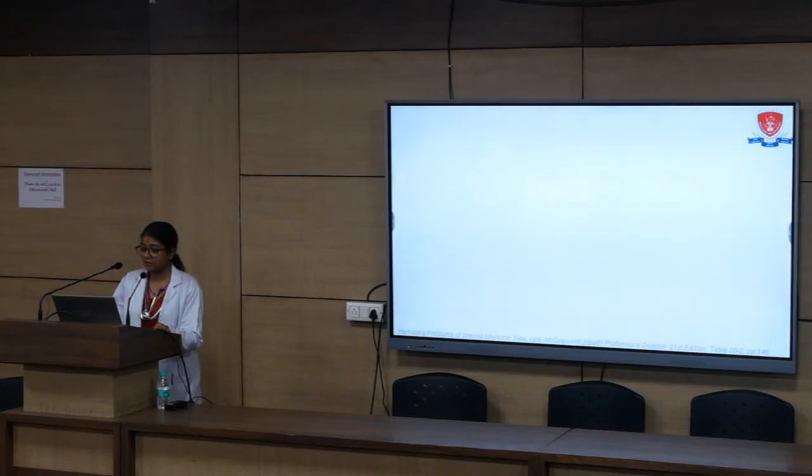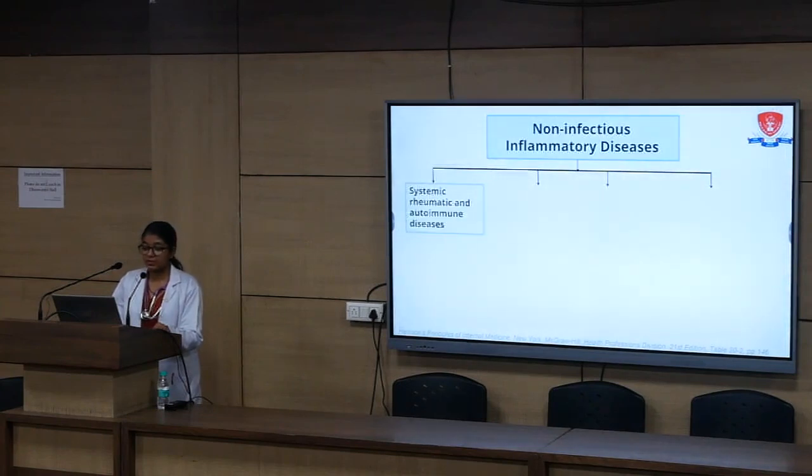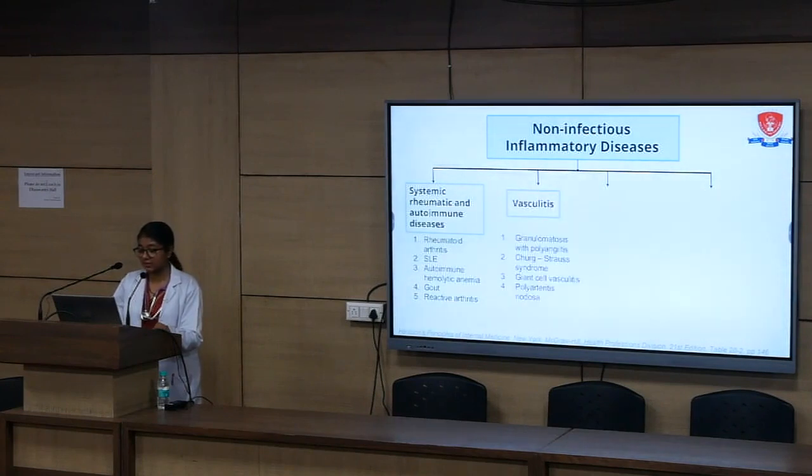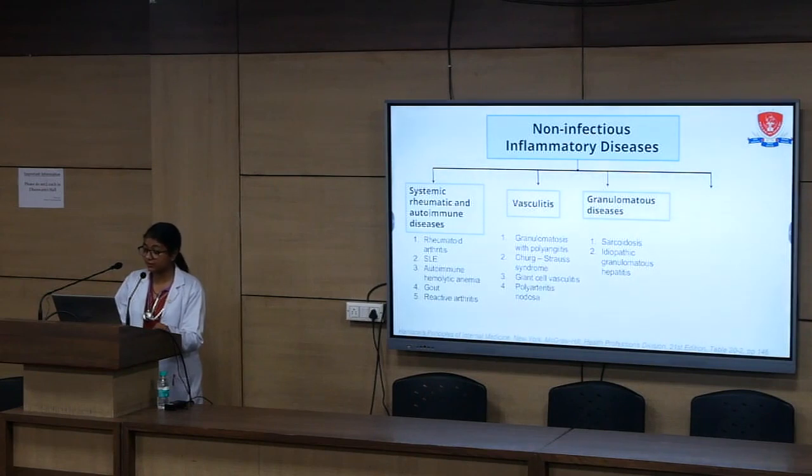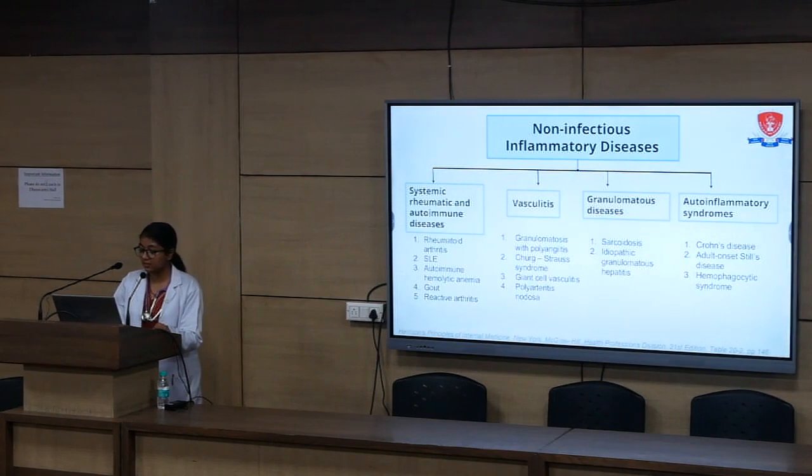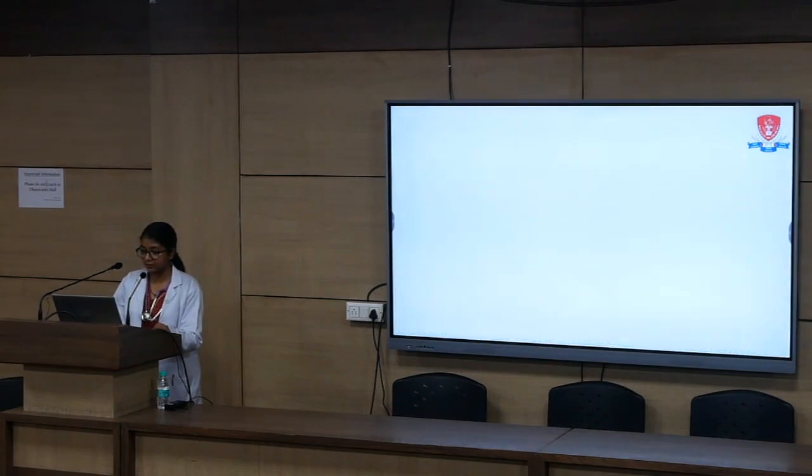Then we have non-infectious inflammatory diseases such as systemic rheumatic and autoimmune diseases. Rheumatoid arthritis, SLE are commonly present with fever in our OPDs. Vasculitis such as granulomatosis with polyangiitis, Churg-Strauss syndrome. Granulomatous disease such as sarcoid can also present with fever. And autoinflammatory syndromes such as Crohn's disease also have a certain predilection with fever.